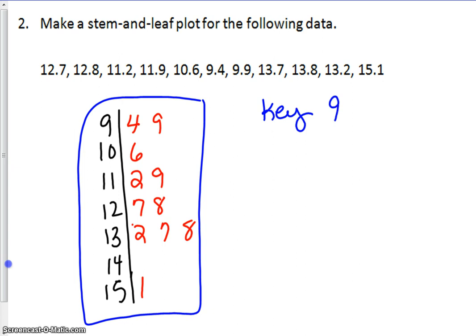So I would need you to write the key that a stem of 9 and leaf of 4 indicates 9.4. I do need you to have that key to get credit for that problem. So 9 line 4 is 9.4 there. Okay, so that's the answer to number 2.